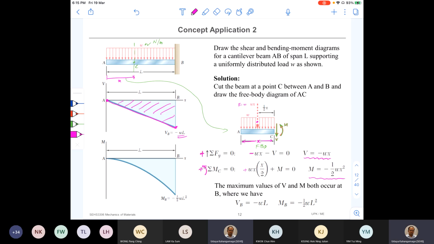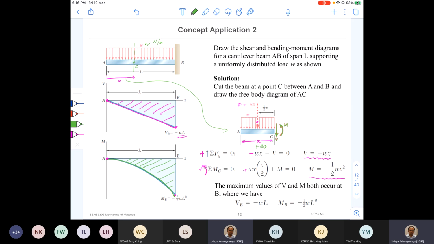So from A to B, the bending moment variation is parabolic. When x is equal to 0, bending moment is 0. When x is equal to L, bending moment becomes negative WL squared over 2. In between, variation is not linear, it is parabolic. So therefore, I mark that parabolic distribution like this. And the area under the curve shows something else. I will tell you about that one later.